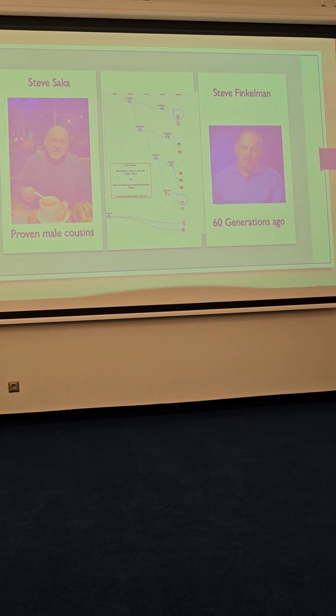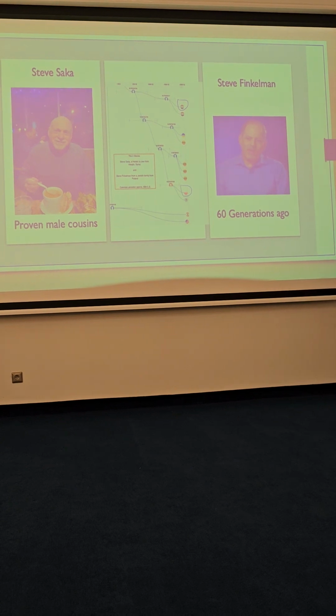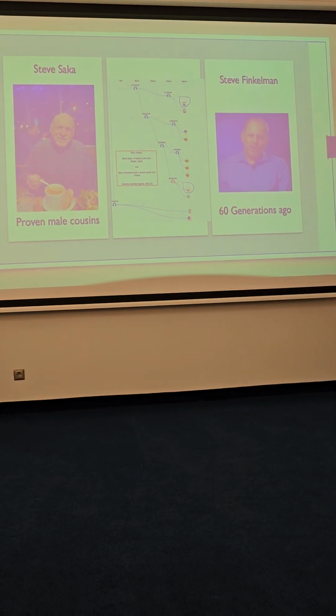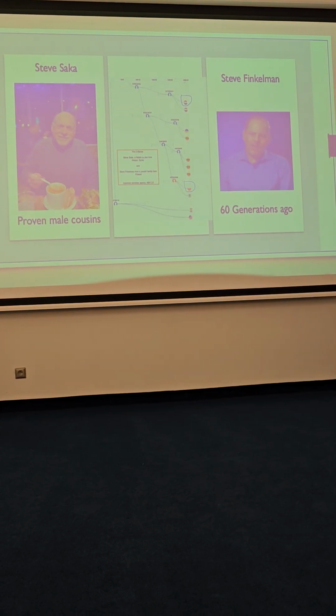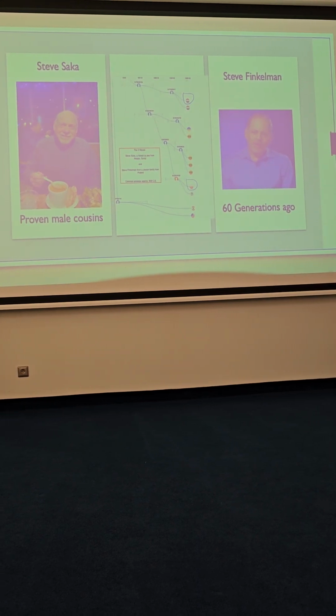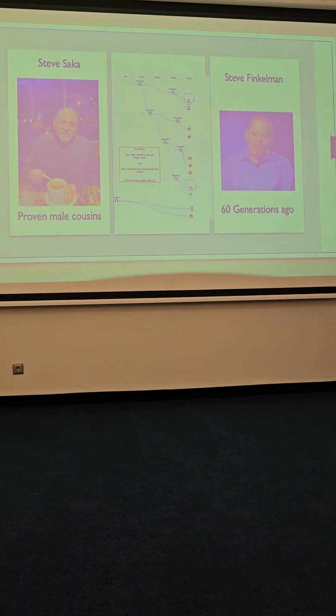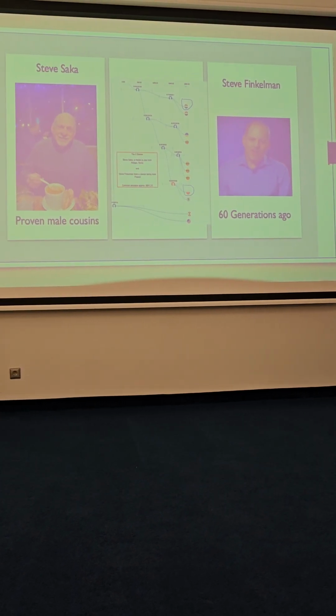These guys have now been proven as cousins approximately 60 generations ago. In other words, their common ancestor is about 400 CE. This predates the concept of Ashkenazi and Sephardic. These guys are descended from the same man.